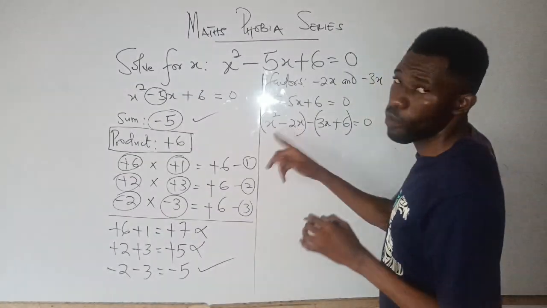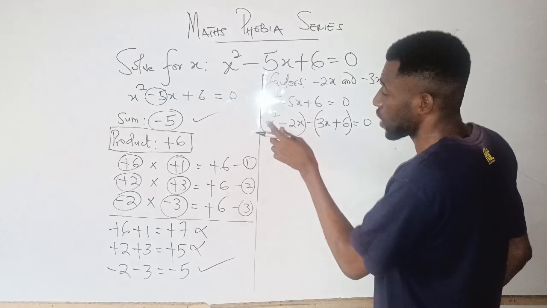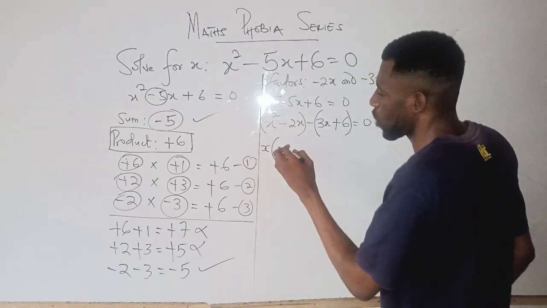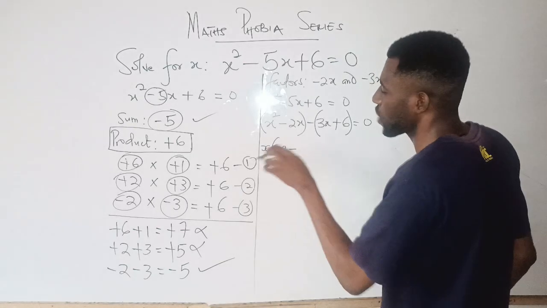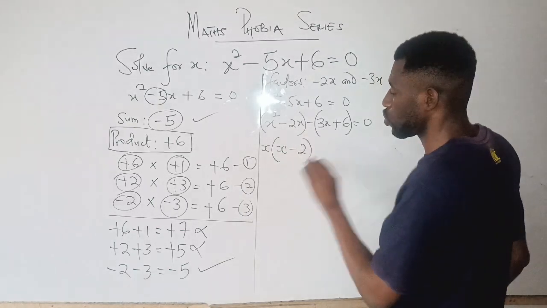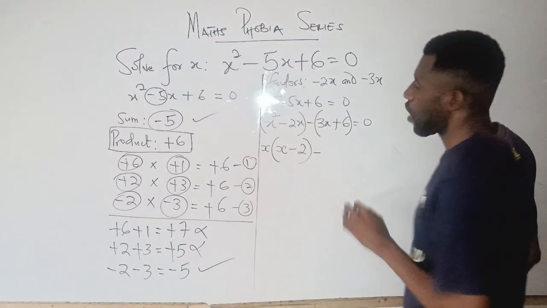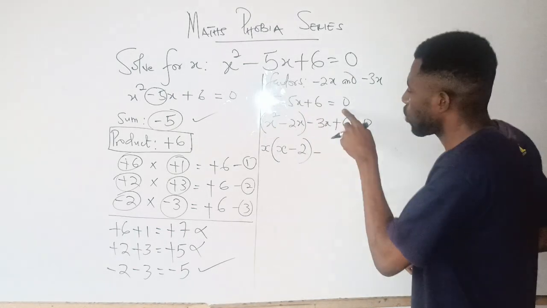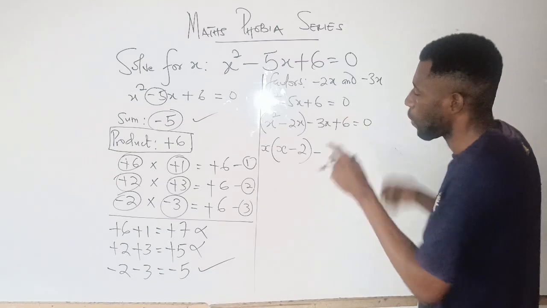So we check what is common here. X is common. X can divide both x squared and 2x. So x divided x squared, we have x. Minus x divided 2x, we have 2. Then minus. Now, because coming to this place, before we put this bracket, this is what we had before.